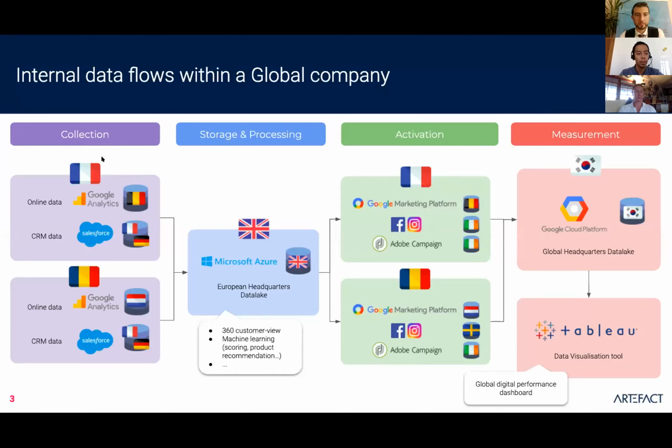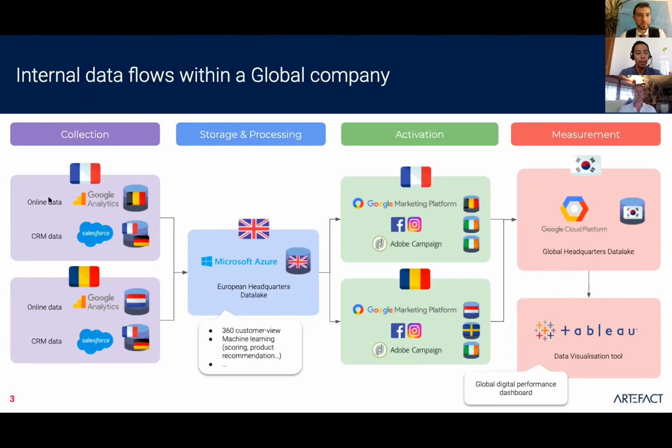So first, going into the collection, you have, for instance, local subsidiaries which have their own tools or not. They might have the same, they might have different ones. And based on their location, they will have different data centers associated with the tool. So for instance, Google Analytics data, which collects all the online data for the manufacturer, will be located in Belgium. Whereas for Romania, for instance, the same Google Analytics data will fall into the Netherlands data center. So first we have data collection.